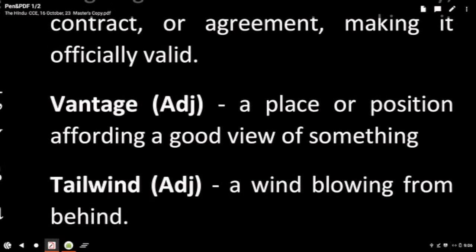Vantage, a new word we have got for the first time, but easy. Advantage, vantage. You can relate these two. Part of speech, adjective. A place or position affording a good view of something. You sit somewhere, you get a good view, you have the advantage. Vantage point. Write the combination, vantage point, P-O-I-N-T. One combination. Also underline the word view, vantage view.